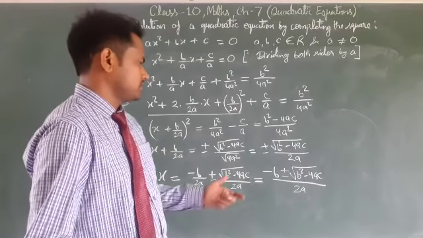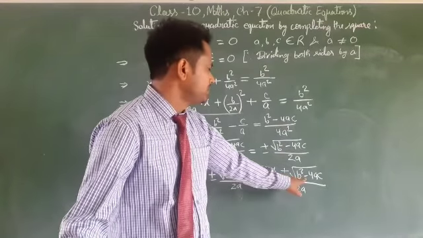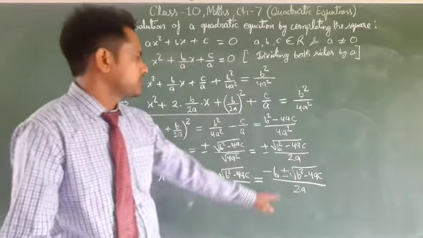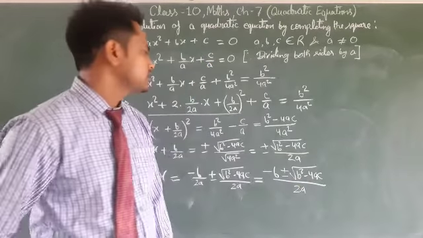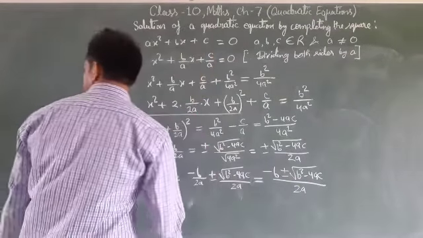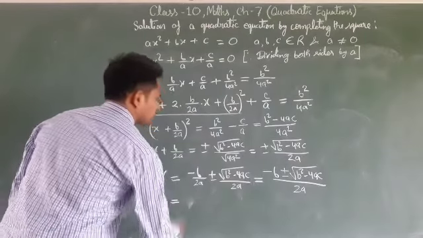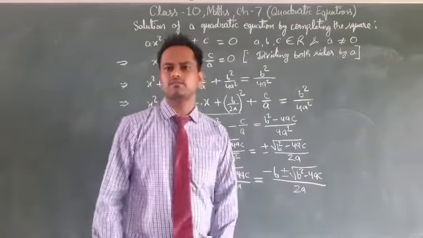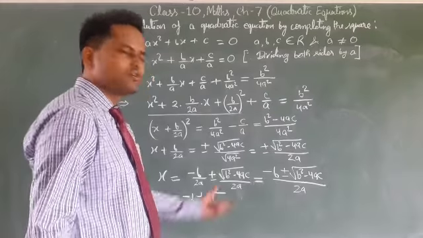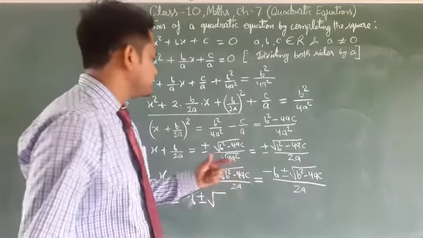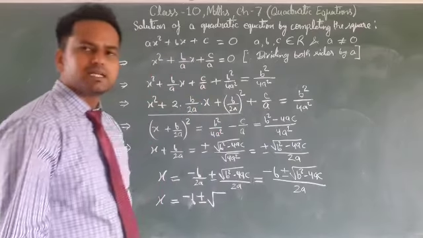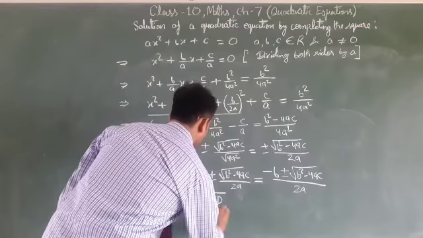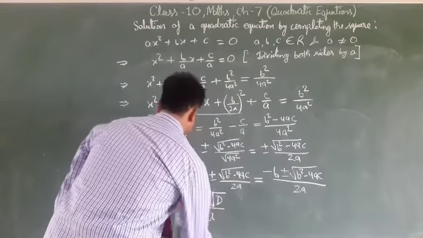Here one thing always remember, b square minus 4ac is called discriminant. So that's why x is equal to minus b plus minus root of b square minus 4ac, which is the discriminant, represented as capital D, upon 2a.